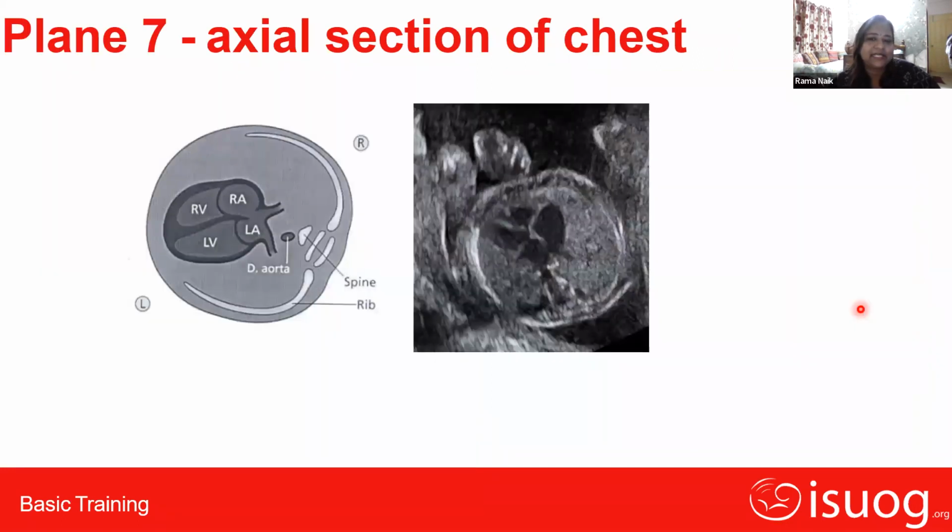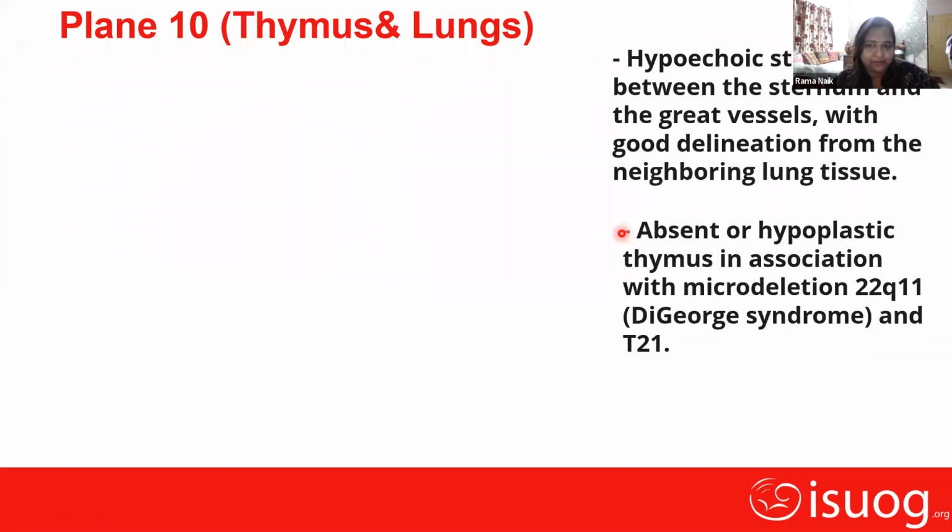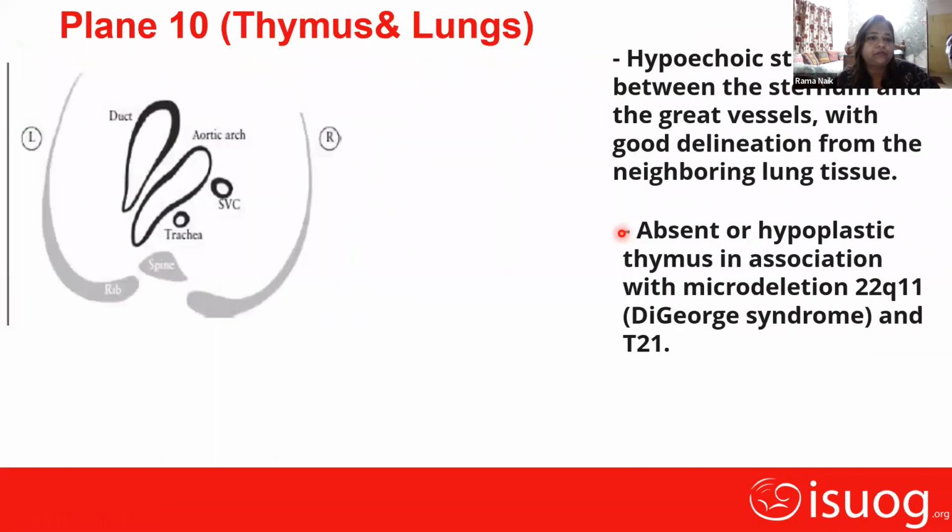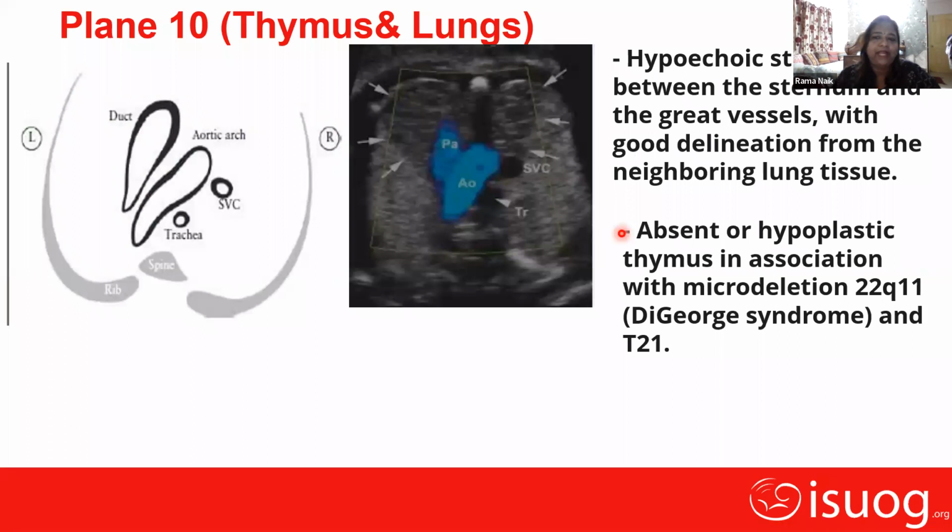So this is the plane 7, in which we see the spinal bone at the back, 2 ribs at the side, the heart, which is slightly deviated to the left side, which is normal, and 2 lungs, which are at the sides of the heart. And this is plane 10, where we can see the lungs at the sides, and in front of the vessels, there is hypoechoic homogeneous structure, which is the thymus.